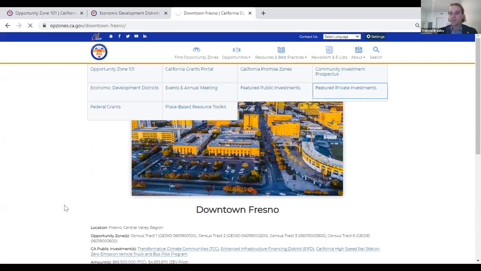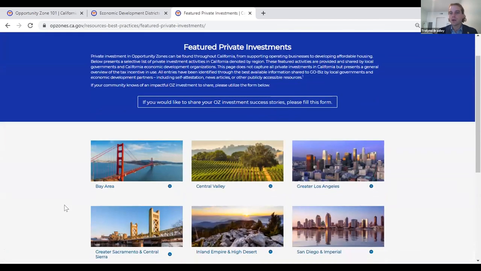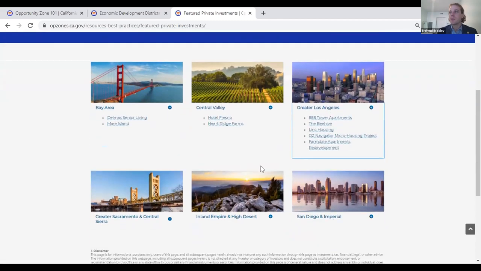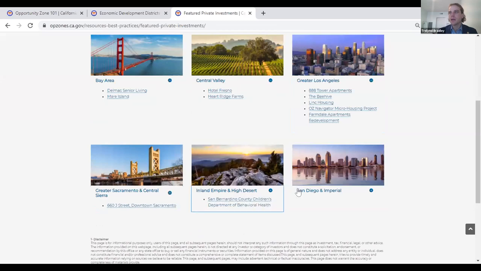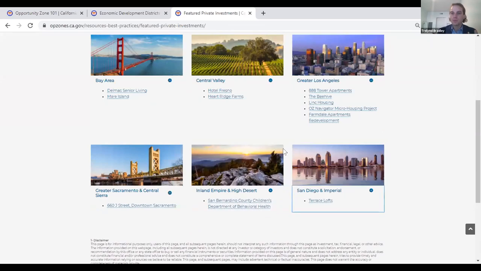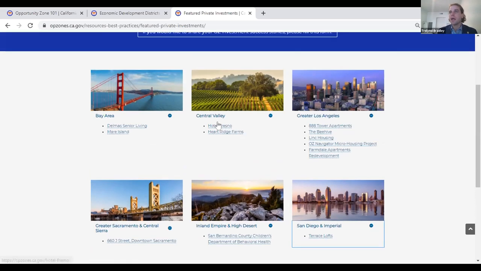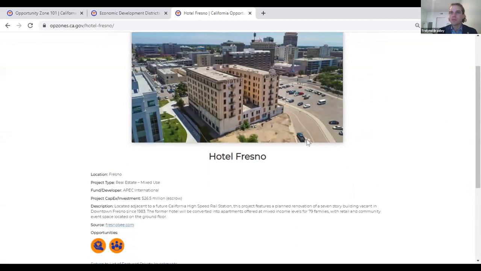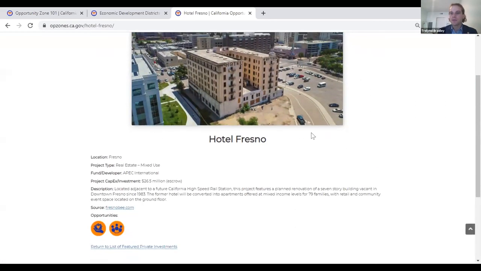And then there are the private transactions, of course, which Eric mentioned several of. We really want to create a page. Of course, we have a fill-out form where we want locals and communities to share projects within the area. But in the same fashion that we're sharing projects that are state public investments, we want to highlight those initiatives where private capital or the OZ equity market has come to fruition to do a great project within the area. I think Eric mentioned Hotel Fresno here, as well as Hartridge Farms. We really want to highlight those specific investments that happened.